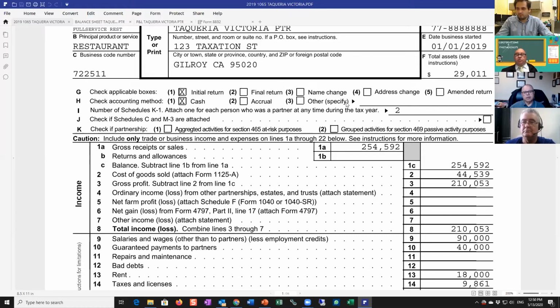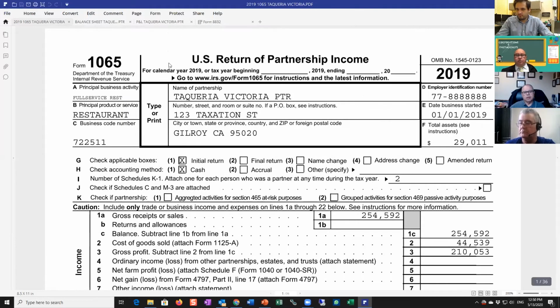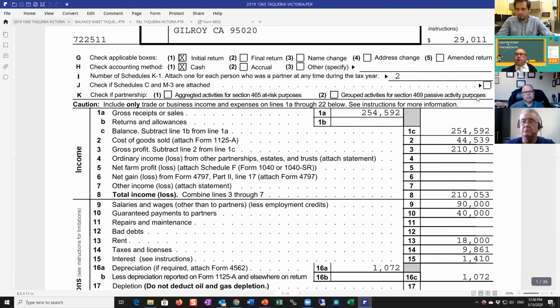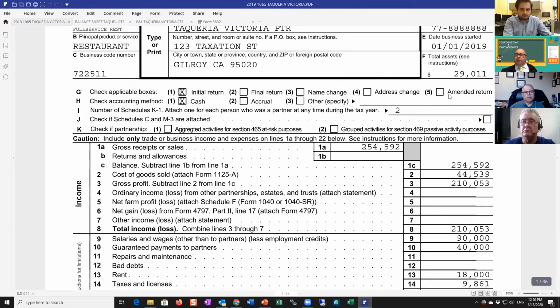In the event that you discover an error and you need to change your partnership return, all you need to do is mark the number 5, amended return. I'm just making an amendment. Then you can put a statement as to why you're amending it: we found some income that was misclassified, or we found expenses that were not entered, or some duplicate checks, etc. Whatever the situation might be, you just need to note it.